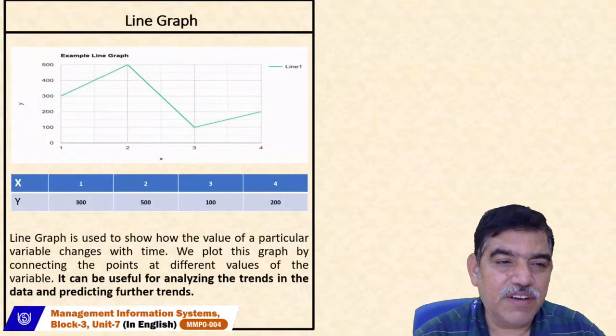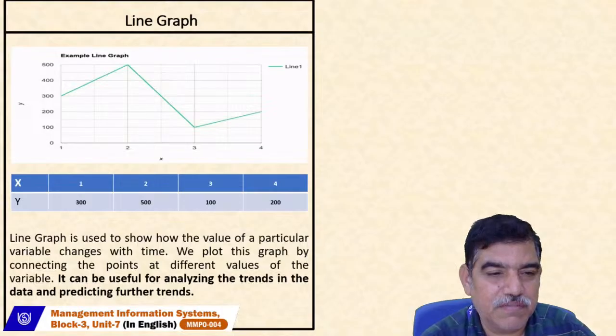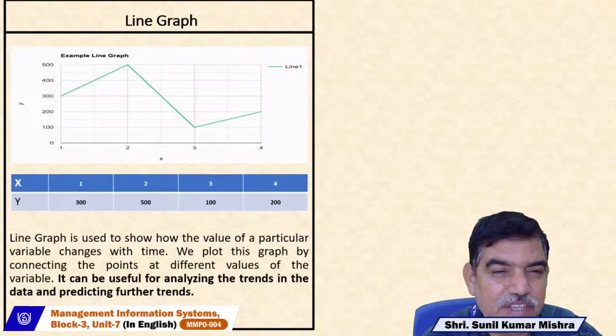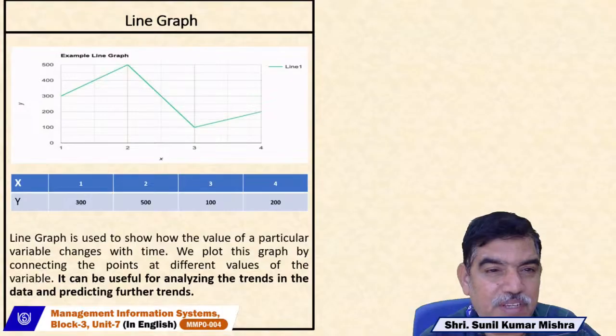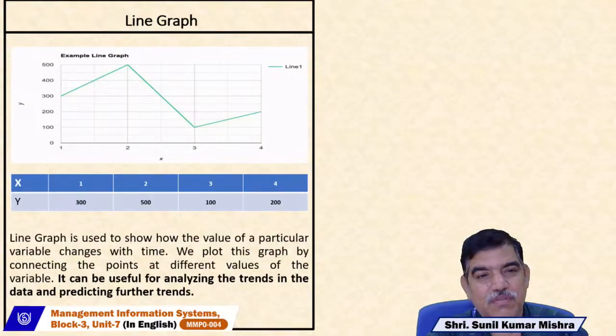Then there is a figure and a table mentioned in the slide. What is actually a line graph? A line graph is used to show how the value of a particular variable changes with time. We plot this graph by connecting the points at different values of the variable. It can be useful for analyzing the trends in the data and predicting future trends, meaning the trend may increase or it may decrease. A line graph is useful for analysis or graphical representation.